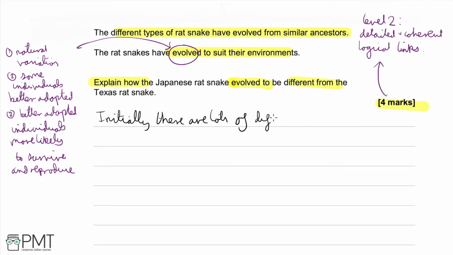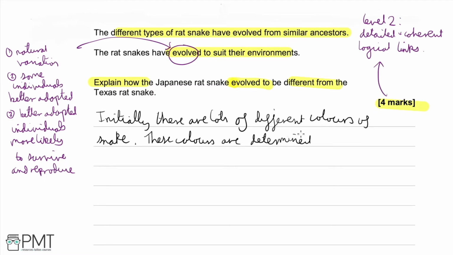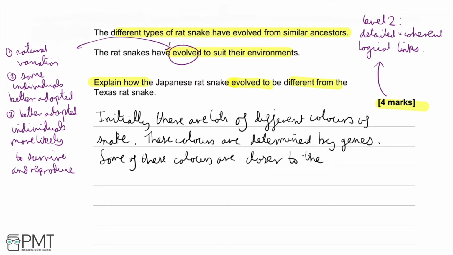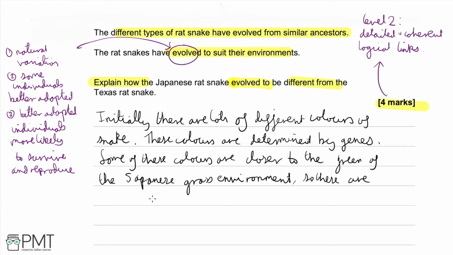Now, since we need to be detailed and coherent, we want to go into more detail than this and mention what causes this. Well, these colours are determined by the genes of the snakes. So this will be our second point. Next, we could say that some of these snakes are closer in colour to the green of the grass. Now, these snakes will have an advantage since they will be better camouflaged. This is the explanation for our statement.